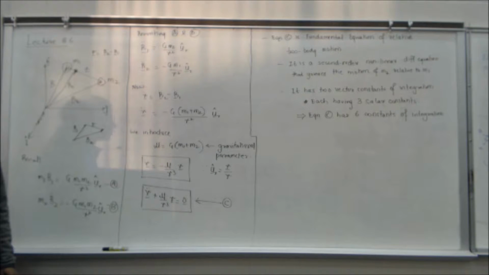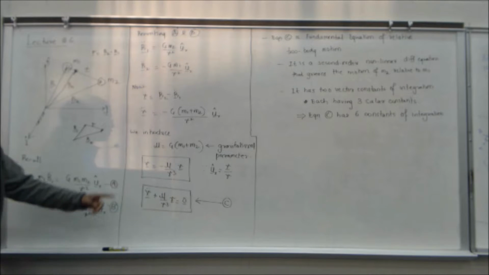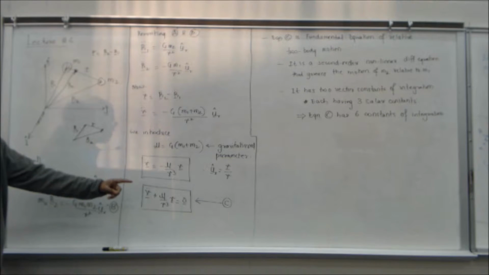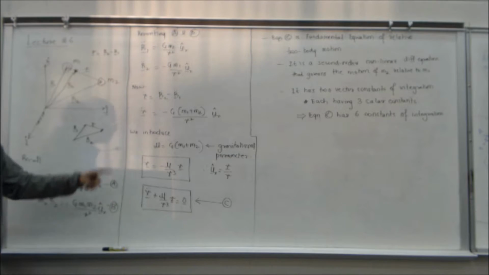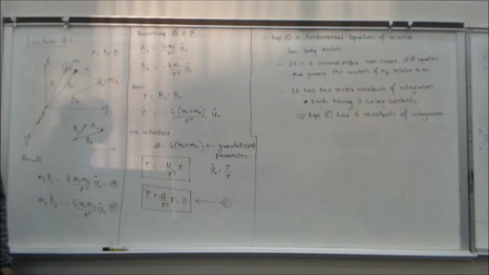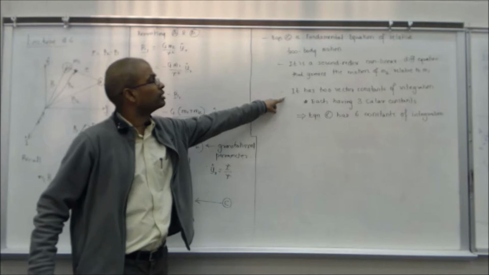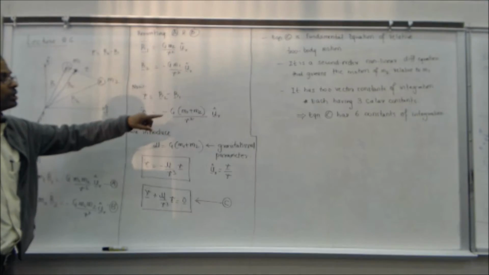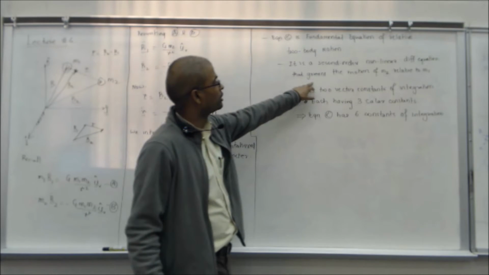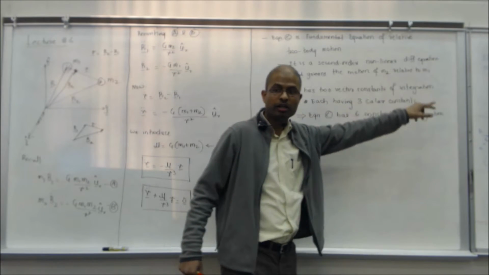This is very important. Again and again we are going to deal with this. Again and again we are going to encounter this. So please keep it in mind. This is the fundamental equation of relative two-body motion. So why is it called relative two-body motion? That is because it governs the motion of M2 relative to M1.